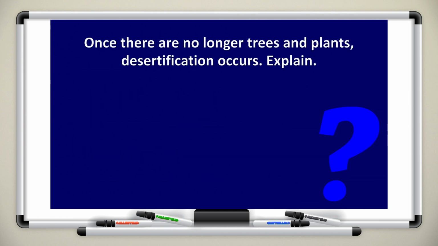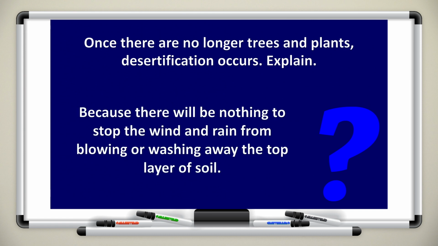Now, once there are no longer trees and plants, desertification occurs. Why do you think that happens when we cut down trees? When deforestation happens and there are no longer trees and plants, desertification happens. Can you explain this phenomenon? Because there will be nothing to stop the wind and rain from blowing or washing away the top layer of soil. So the land becomes very dry.